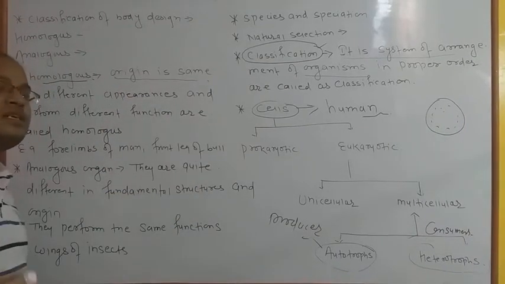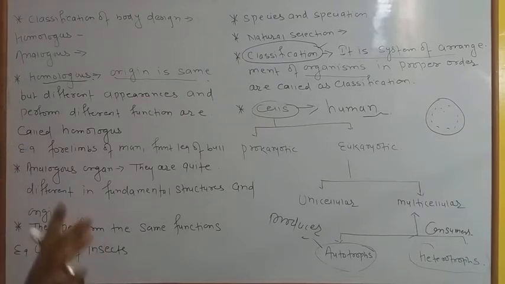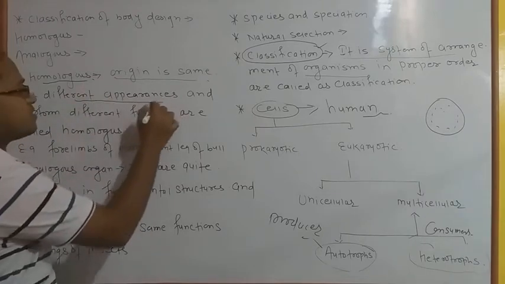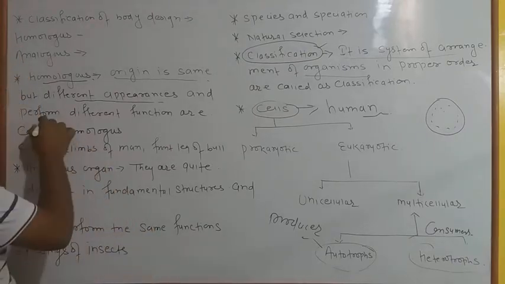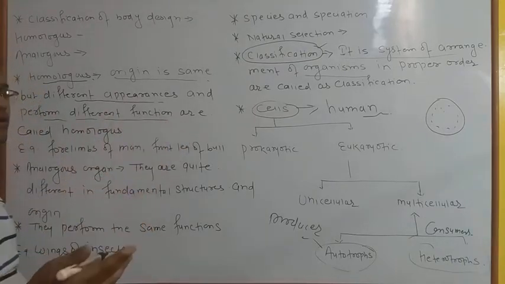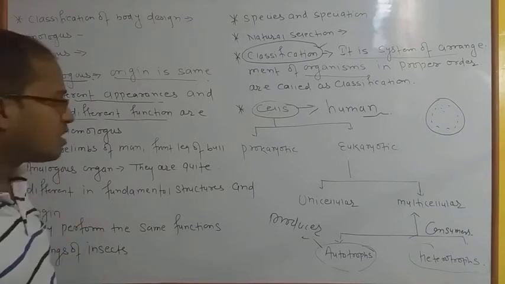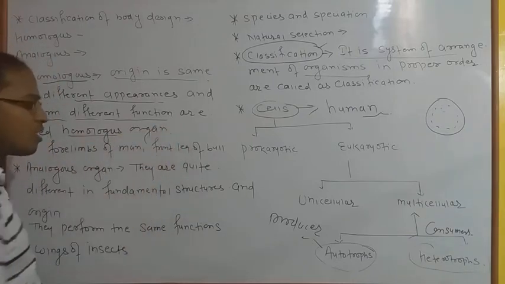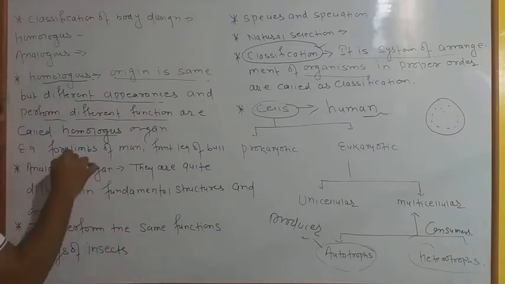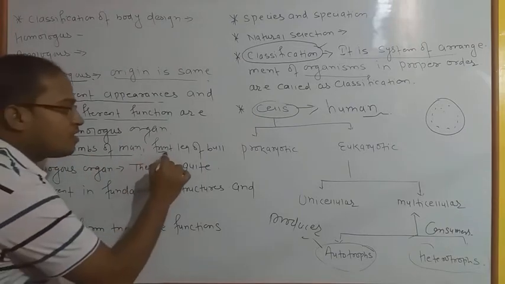It means that they are originating from the same place but in different appearances. लेकिन उनका जो अपीयरेंसेस होता है, जो दिखने का वे होता है, वो डिफरेंट होता है एंड परफॉर्म डिफरेंट फंक्शन आल्सो, और उनका जो फंक्शंस होता है वो भी डिफरेंट होता है. दैट इज कॉल्ड होमोलॉगस ऑर्गन. इसको हम होमोलॉगस ऑर्गन कहते हैं.